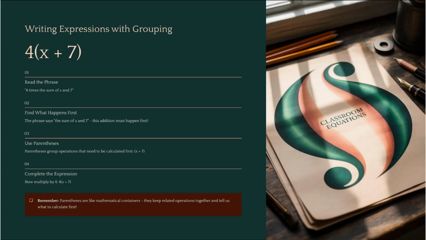Sometimes a word phrase requires you to use parentheses to indicate a group that must be calculated first. For example, if you read 4 times the sum of x and 7, the word sum tells you that x and 7 must be added together before being multiplied by 4. To show that grouping, you write 4 times parentheses x plus 7 close parentheses. Parentheses are crucial for showing the correct order of operations.